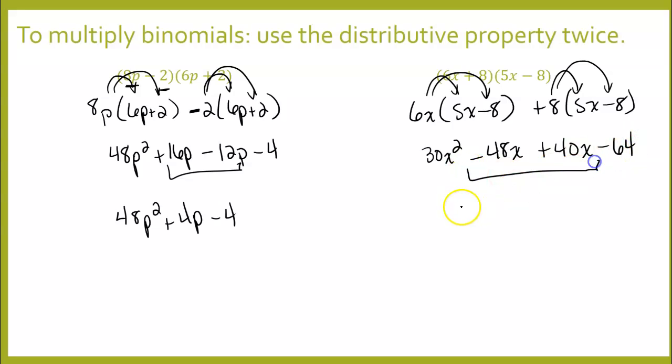We combine our like terms. We bring down the 30x squared. Negative 48 plus 40 is negative 8x, and that's minus 64 there.